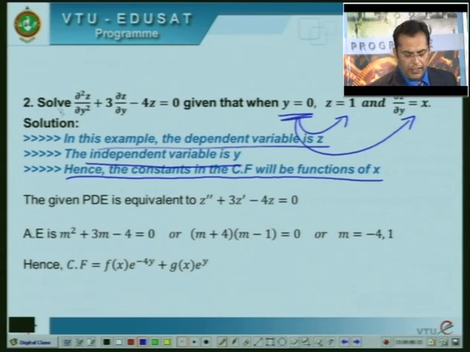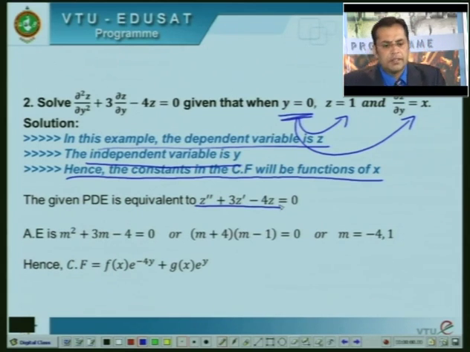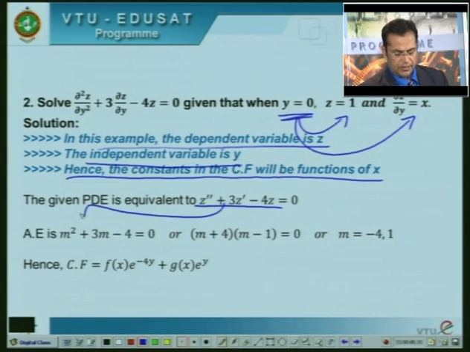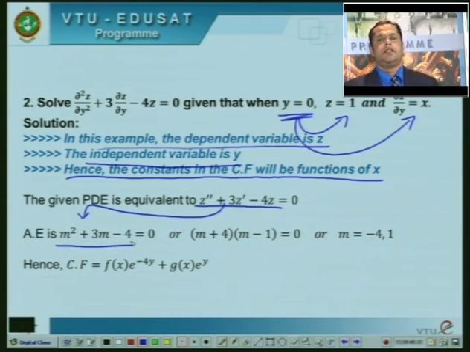Now, the given PDE, which has now the independent variable y, can be written in terms of primes as z double dash for dou square z by dou y square, z dash for dou z by dou y. So, it is z double dash plus 3 z dash minus 4 z equal to 0. So, what should be the auxiliary equation? As you have seen in the previous examples, z double dash is m square, 3 z dash is 3m, and minus 4 z is minus 4 equal to 0. So, m square plus 3m minus 4 equal to 0 is the auxiliary equation.